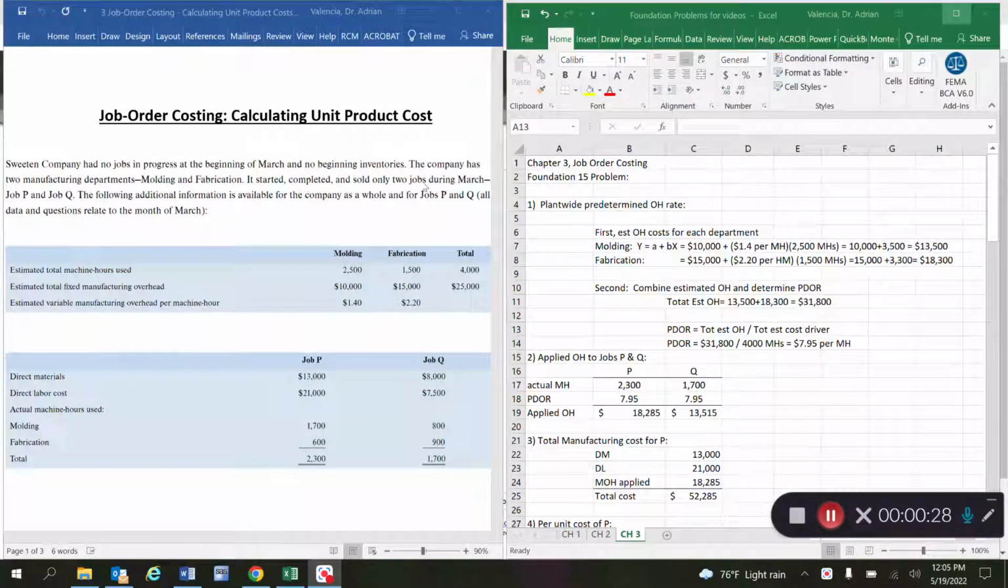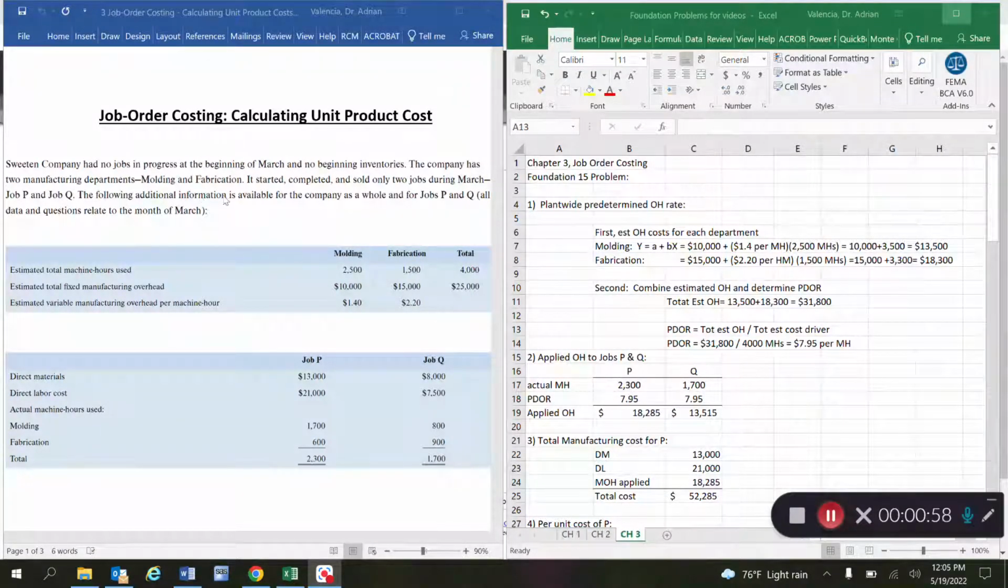And the company has two manufacturing departments. One is molding and the other one's fabrication. We are told that the company started, completed, and sold only two jobs during March. These are jobs P and Q. And that's important because if they started them, they completed them, and then they sold them all, then we have no ending inventories at the end of the period. So based on the information given, we don't have any beginning inventory and we don't have any ending inventory.